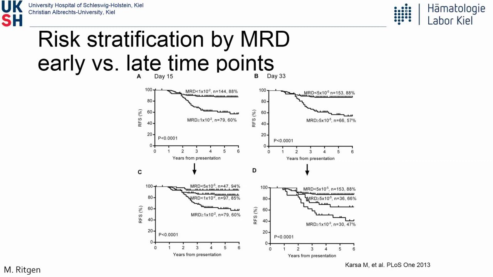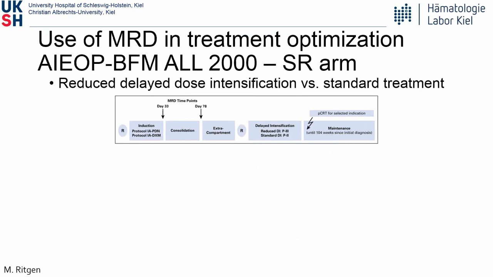In this slide, you see that MRD detection was used for development of new treatment strategies. This is a small part of the BFM ALL 2000 trial, and here the MRD detection on day 33 and day 78 was used to do a randomized trial for reduced delayed intensification, because in the good risk arms we had quite good long-term follow-up, and there was a question whether we could reduce chemotherapy intensification to reach the same results.